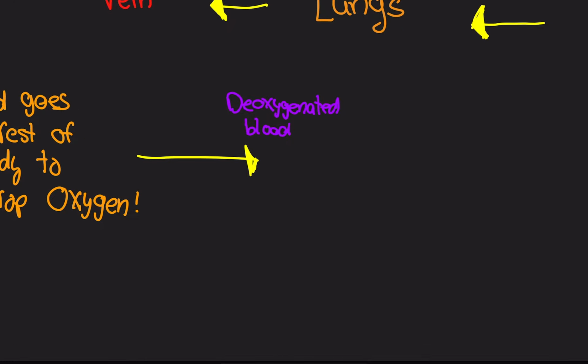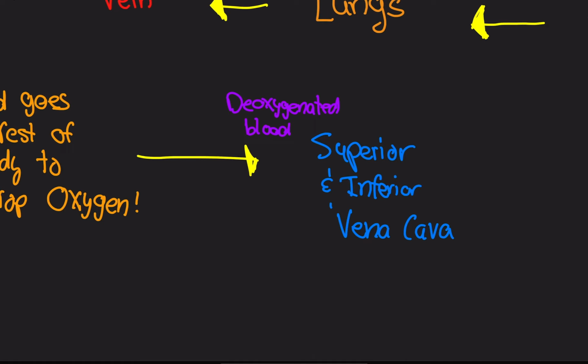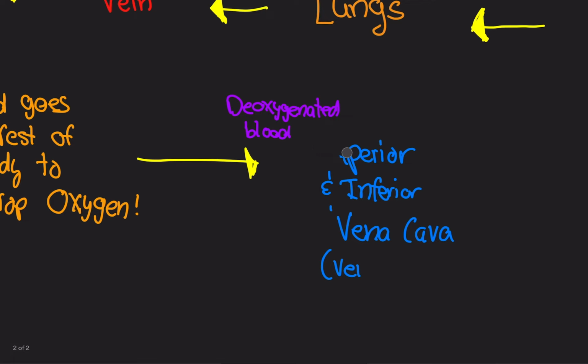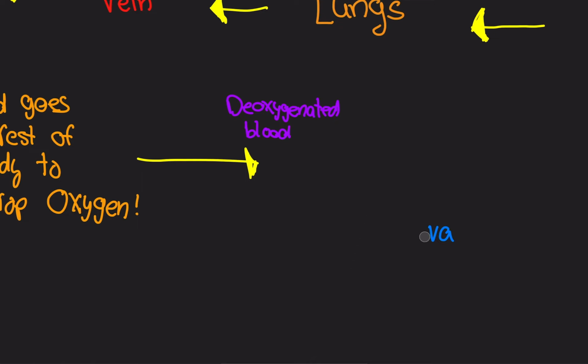This is going to go back to the heart into the superior and inferior vena cava. Okay, this is a vein. I should not do it blue. What am I doing? I am so sorry. This is a vessel. It should be in red. Superior and inferior vena cava.